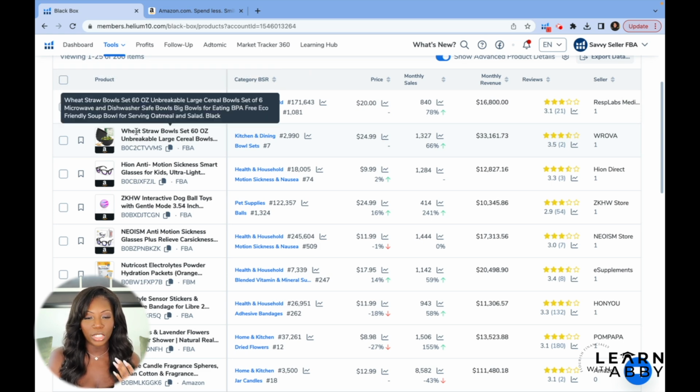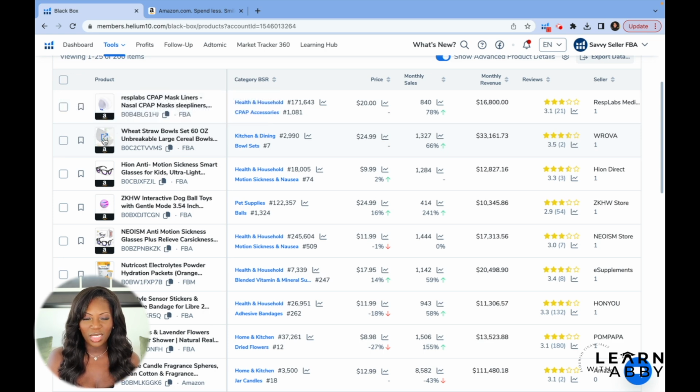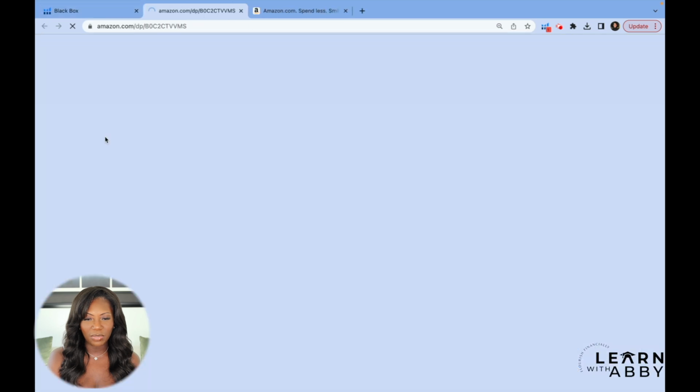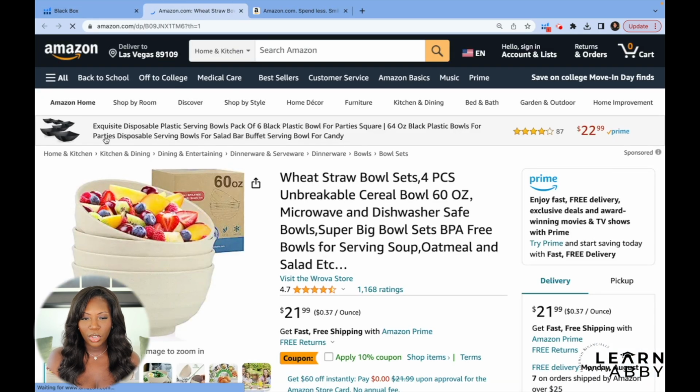Here we've got wheat straw bowls. So I don't really know anything about this product. In fact, I don't even know that I've seen this product before, but we're gonna go ahead and open it right on up here.